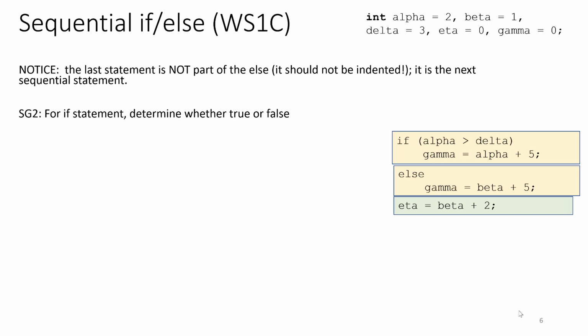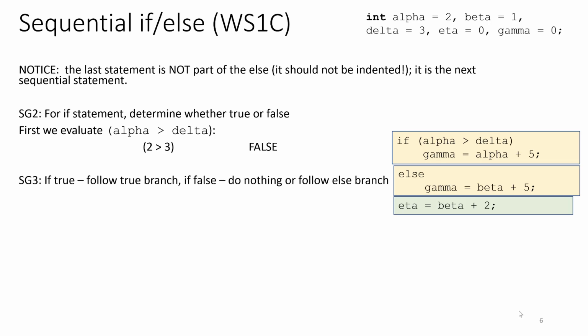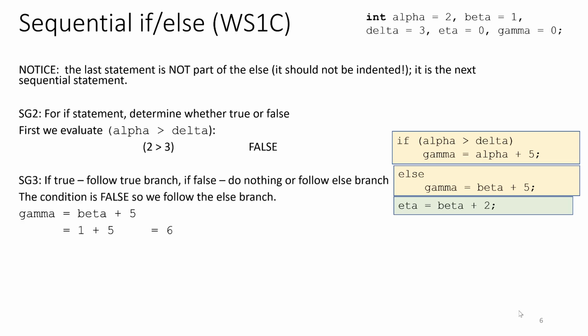Looking at is alpha greater than delta. Alpha has a value of 2 and delta has a value of 3. 2 greater than 3 is false, so we will follow the else branch, and gamma will be assigned the value beta plus 5. Beta has a value of 1, so gamma becomes 1 plus 5, or 6.